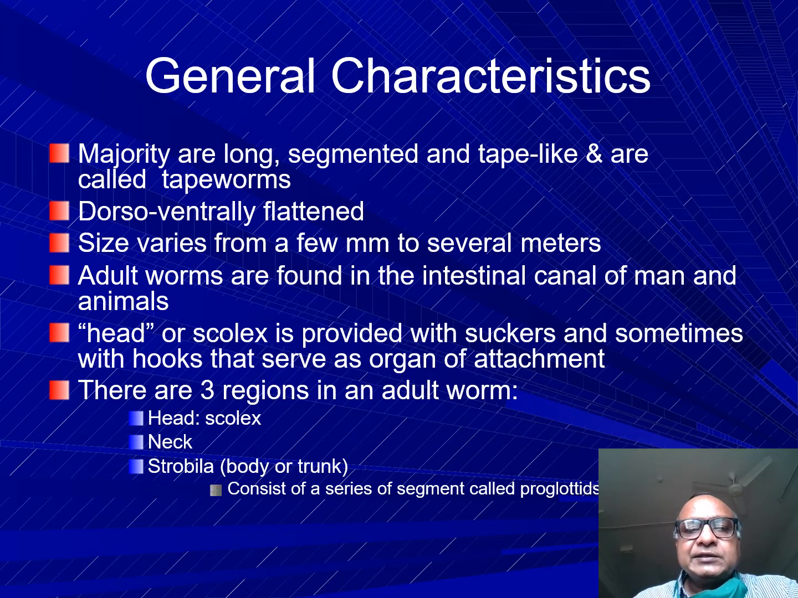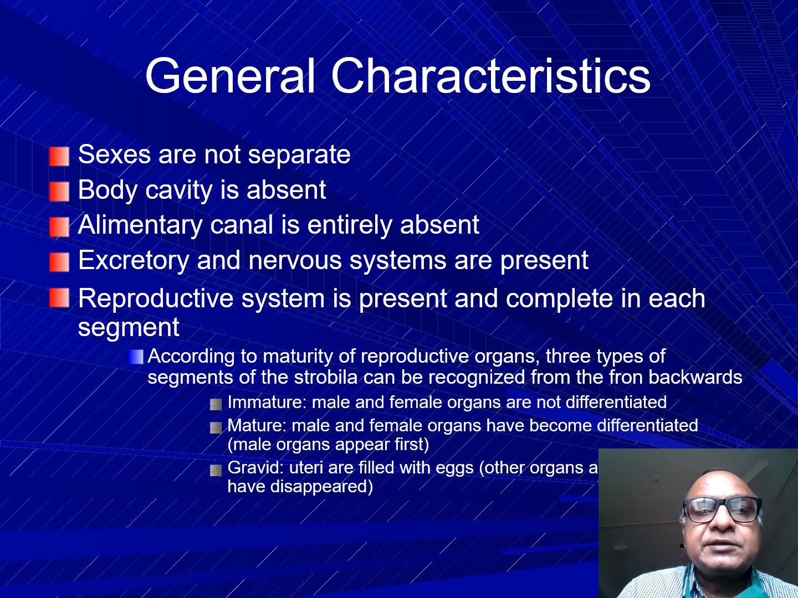There are three regions in an adult worm: head, neck, and strobila. The head is also known as the scolex. The strobila, or body or trunk, consists of a series of segments called proglottids. General characters continued.